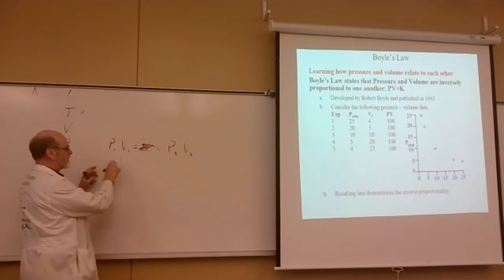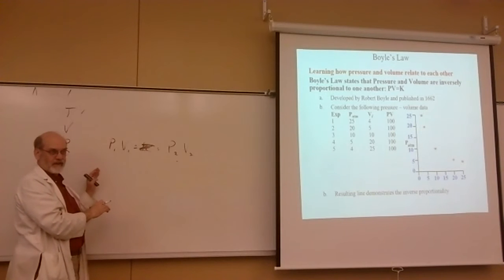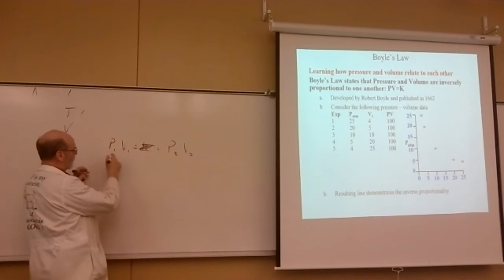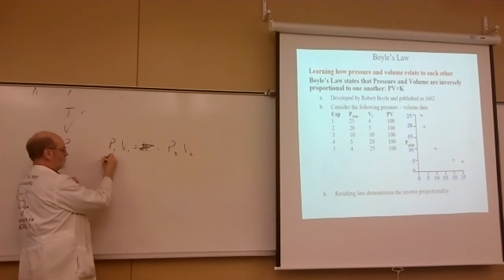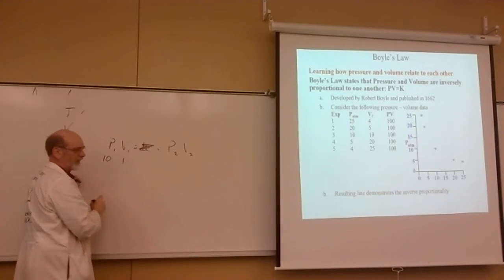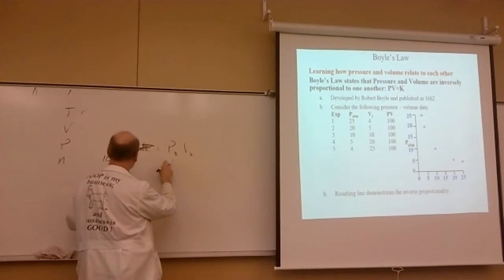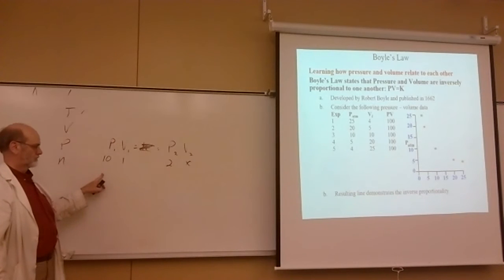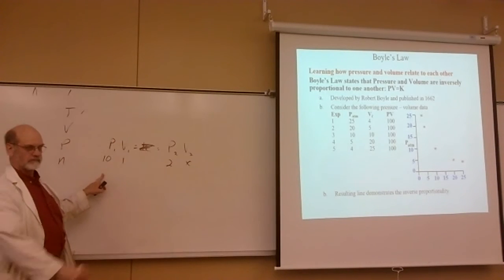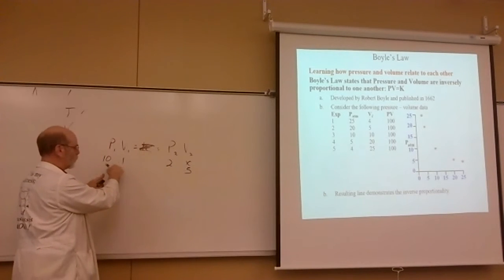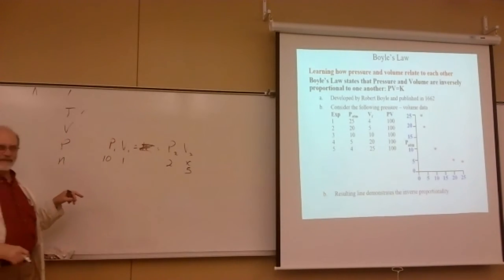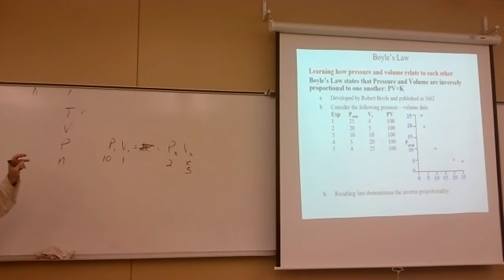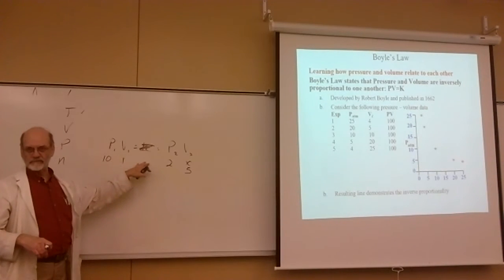All we need is conditions before and after. And if you're just missing one, you can solve for it. Right? So if we say, like we have, I don't know, 10 atmospheres and 1 liter, but over here, we decrease the pressure to 2 atmospheres, then what is that one equal to? 5, isn't it? 2 times 5 is 10, and 1 times 10 is 10. Okay. So as long as you have one unknown, you can always solve for it. So that's the more useful version of Boyle's law, before and after.